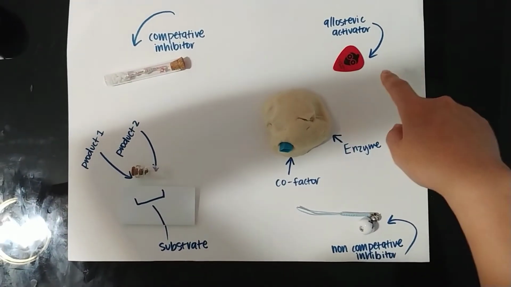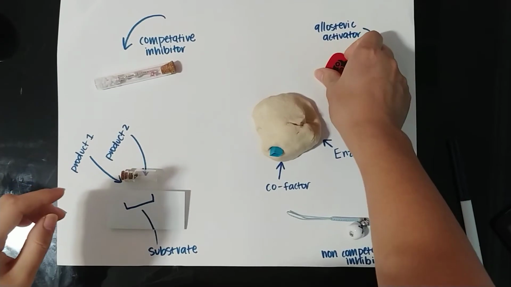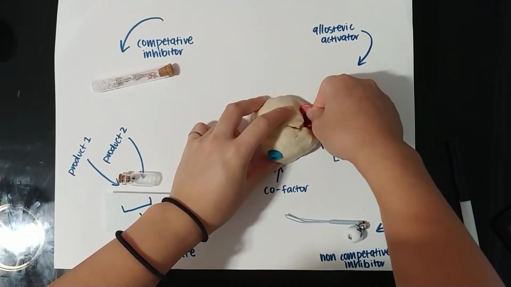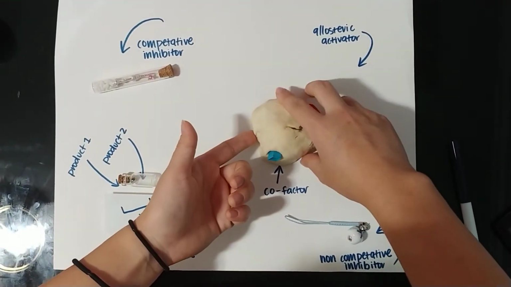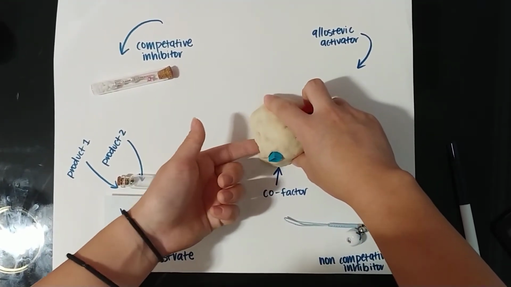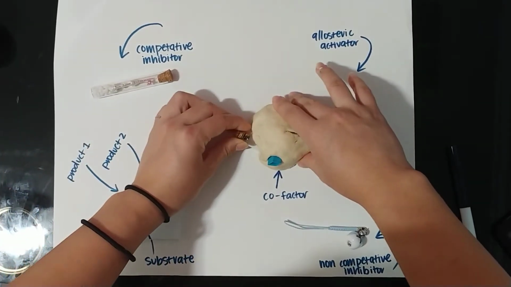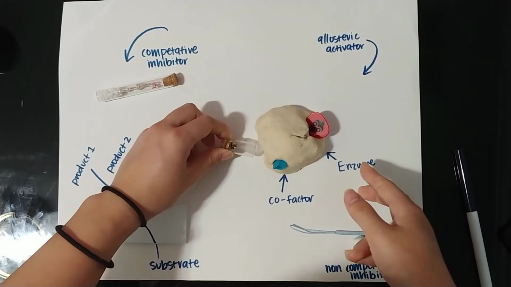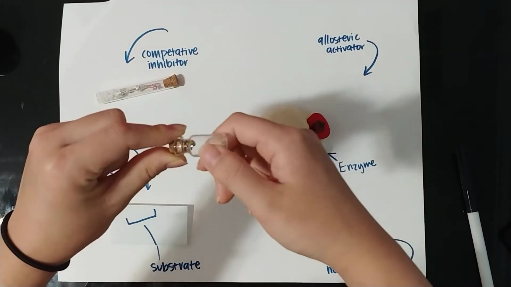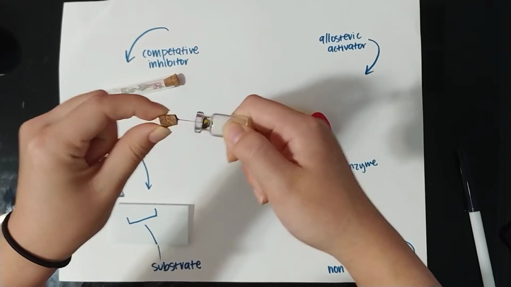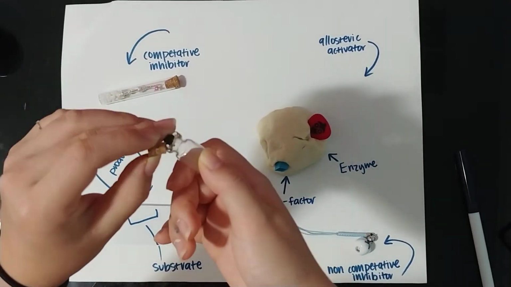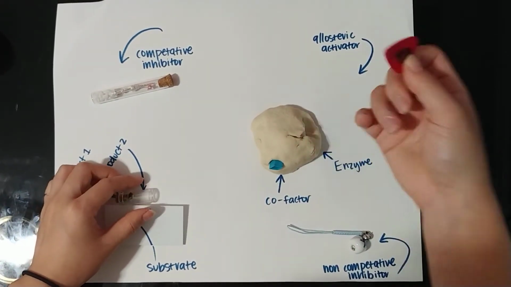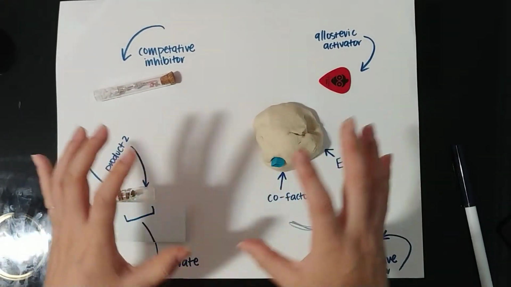The allosteric activator, however, can activate the enzyme by binding to the allosteric site, and in doing so, the enzyme will actually open up for the substrate to bind to the enzyme. This will allow the substrate to then have a reaction. That is the allosteric activator in that case.